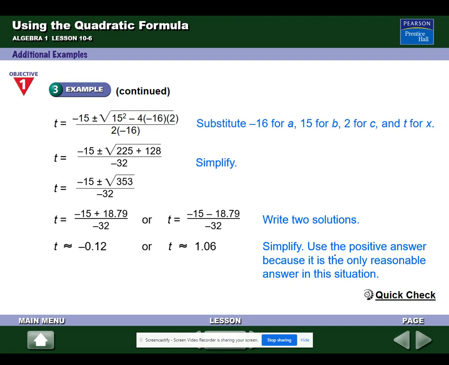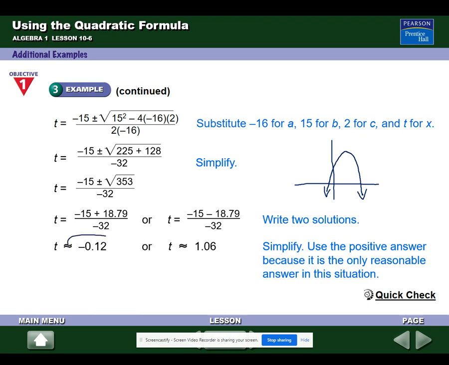Do both of those solutions make sense for the child throwing an object up into the air and wondering how long it takes for it to land? Obviously, only the positive answer makes sense. Here's what's going on, though. You do have a parabola. It opens down because in -16t squared, your a value is negative. It would look something like this. That's what the parabola would look like.